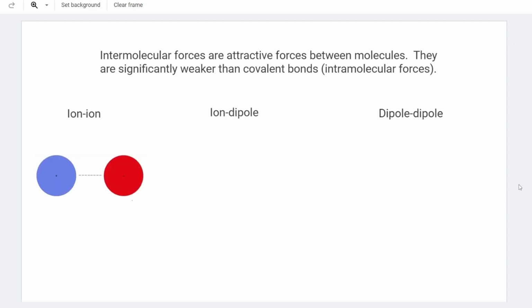So first, we have ion-ion intermolecular forces, which is simply when a positive ion and a negative ion are attracted to each other because of their opposite charge. This is the strongest type of intermolecular force. Next, we have ion dipole forces, which is when an ion, whether positive or negative, is attracted to the opposite charged side of a polar molecule. This is not as strong as ion-ion forces, but is stronger than all the other types of intermolecular forces.